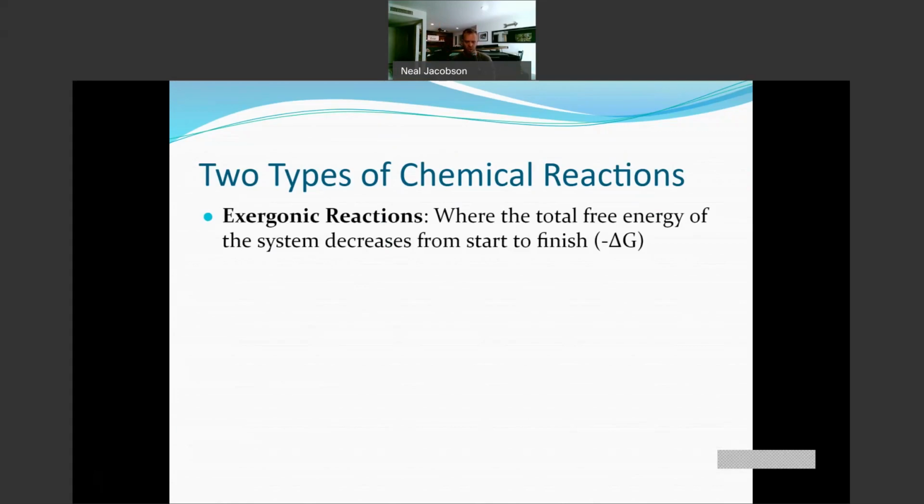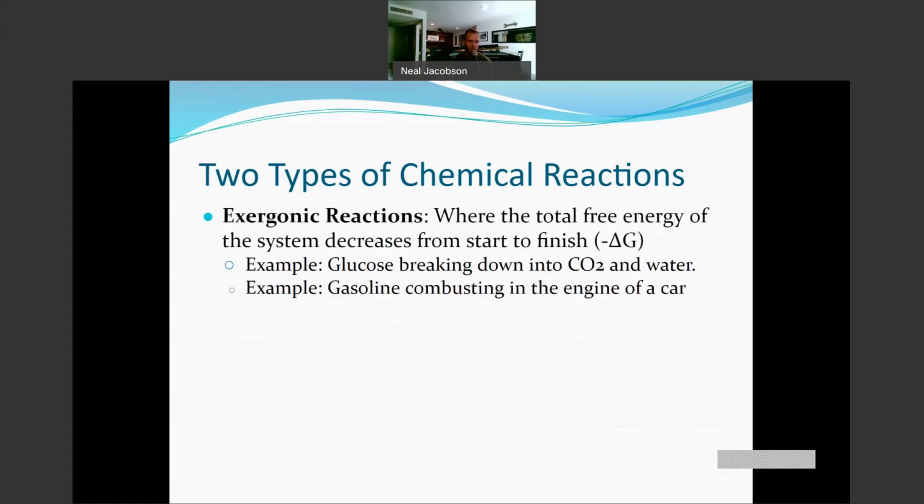So you can think about this as sort of like glucose breaking down into carbon dioxide and water, but also like gasoline combusting in the engine of a car. Gasoline has a lot of free energy. When it goes through combustion, that free energy is released, moving a piston, right? The potential chemical energy inside of the gasoline is changed into kinetic energy as it combusts and moves the piston up and down in a car. That turns the crankshaft, turns the axle, turns the wheel.